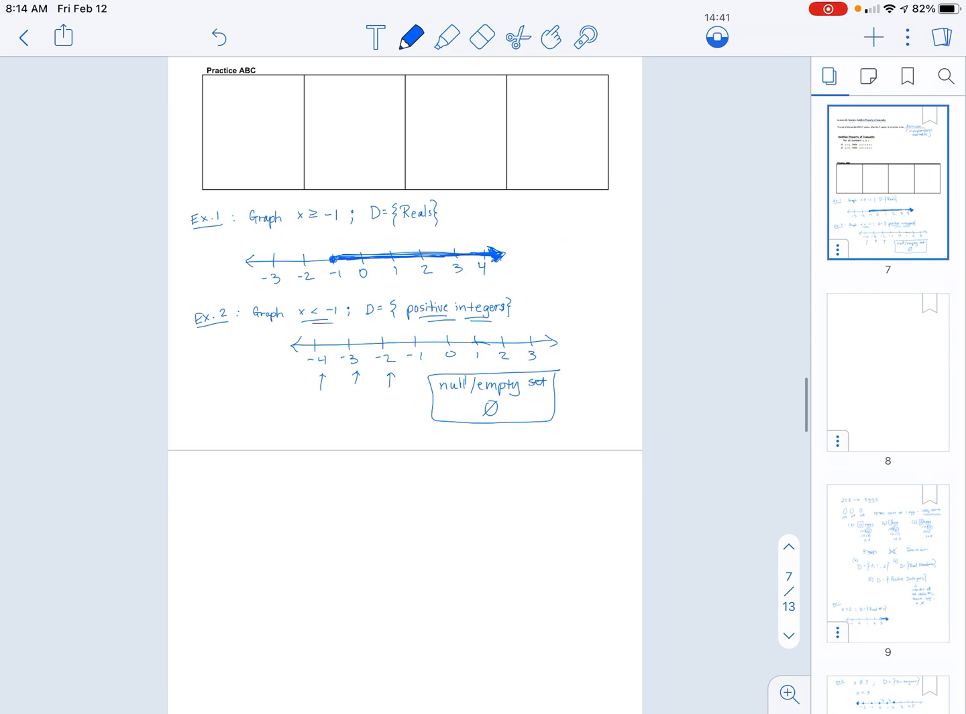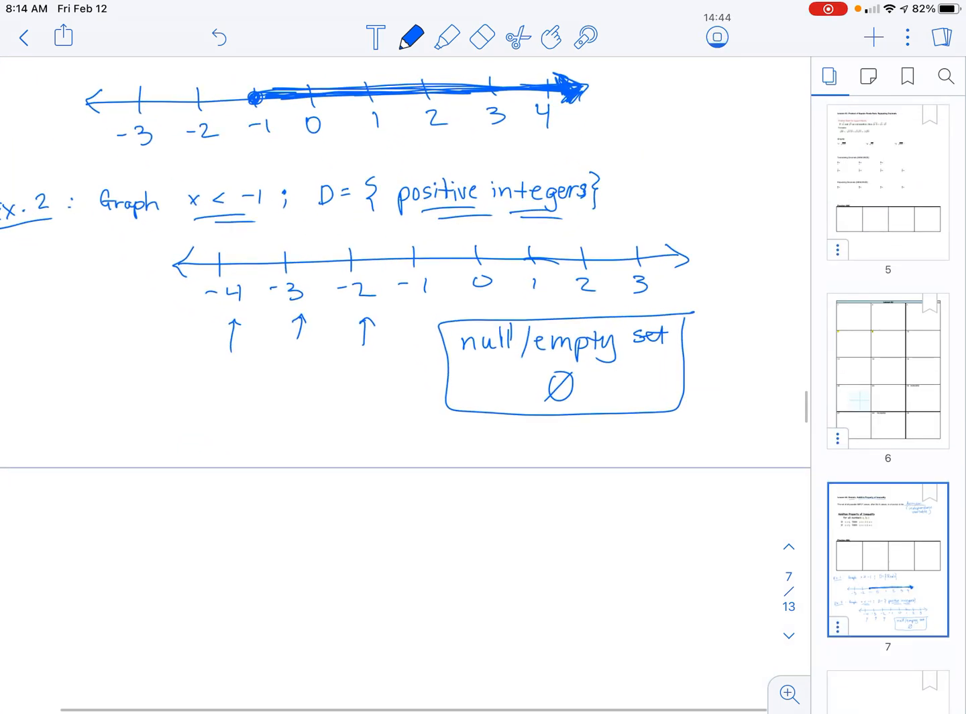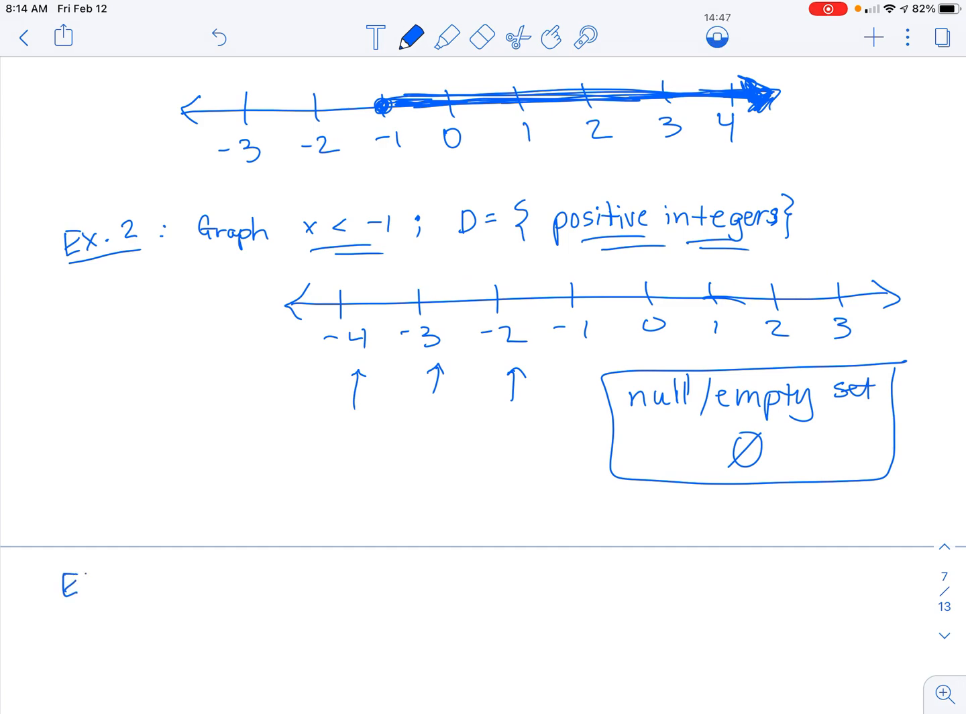But you can put this on your notes still. I just can't fit it because I drew a little bit too big. Okay, so example 3.